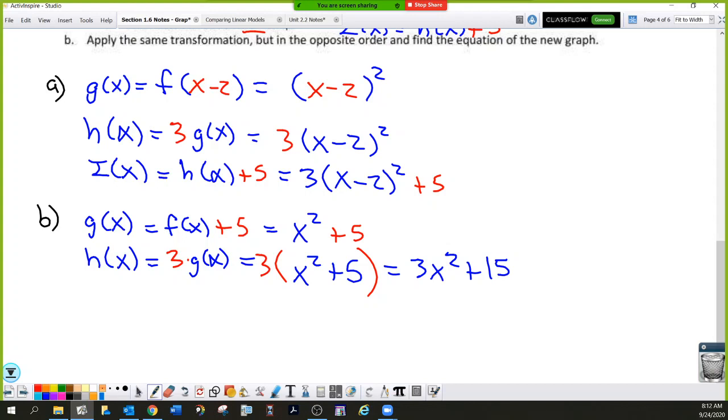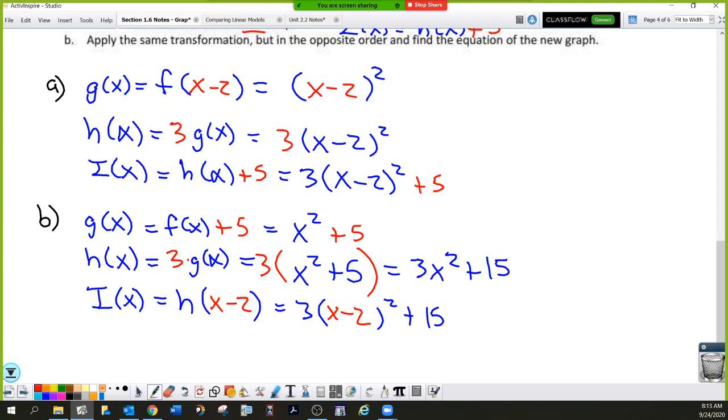And lastly, now shift it to the right 2 units. Which means take what h was and replace every x with x minus 2. So where I had an x, I drop a set of parentheses, and I plug in x minus 2. This one's vertex is at 2, 15. It is 3 times taller than the parent, but its vertex is at 2, 15. Performed in the opposite order, its vertex was at 2, 5, and 3 times the height of the parent function.